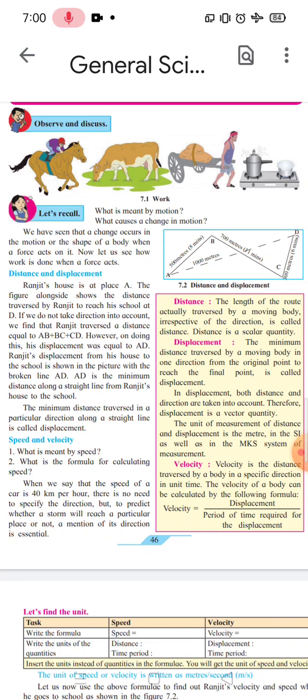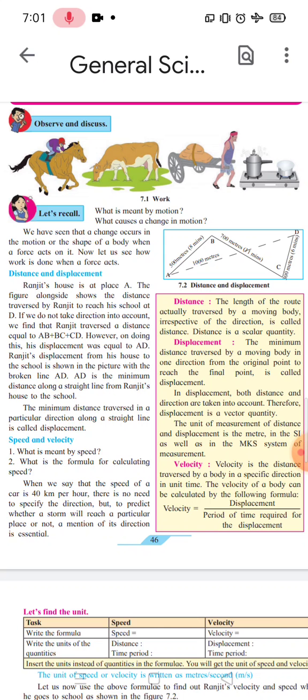Let's observe and discuss Figure 7.4. In the first picture, the horse and horse rider both are in motion. The grazing cow is in motion. The cart is in motion. The cart man is in motion. The pressure cooker's whistle is in motion. And boiling milk is also in motion. These all are examples of motion.